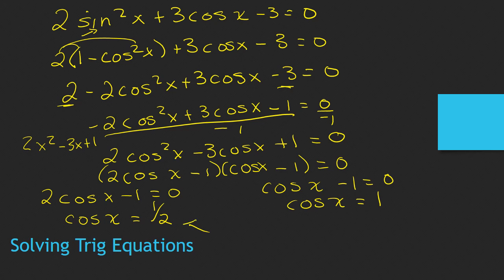Okay, so for this one, we have pi over 3, right? And 5 pi over 3. And this one is 0.